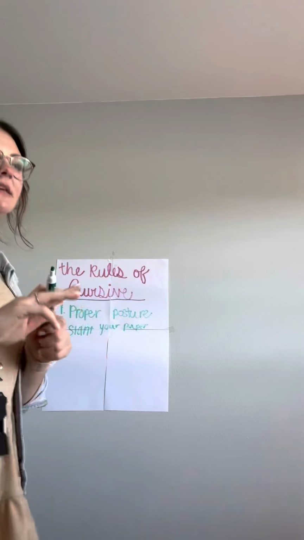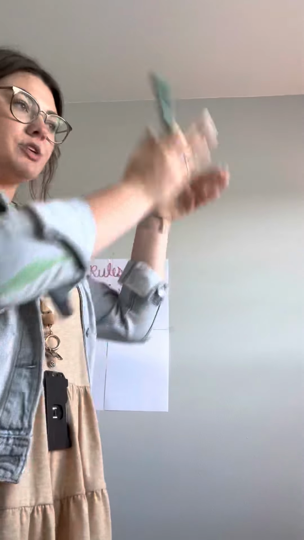And then as we keep going, I'd want them to make sure that we have proper posture, the position of your paper. So we want it to be slanted. We could do a picture of a paper slanted left or right, whichever way matches the dominant hand that they write with. The position of the paper.